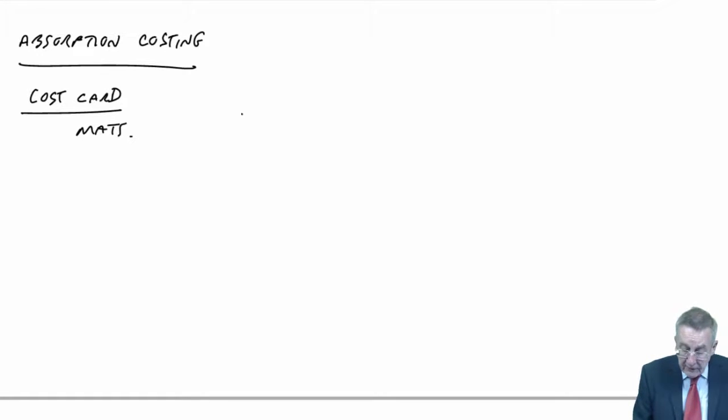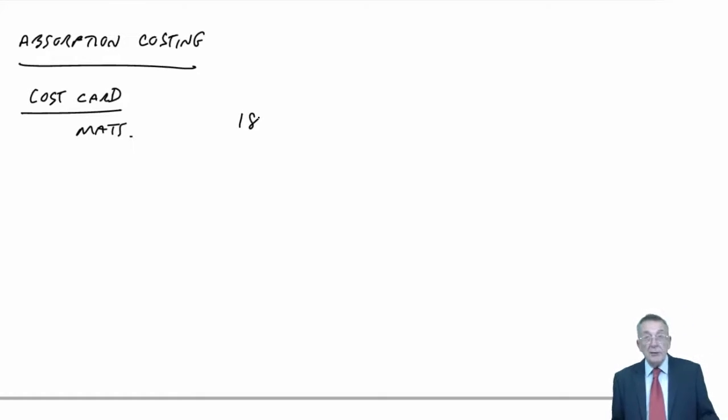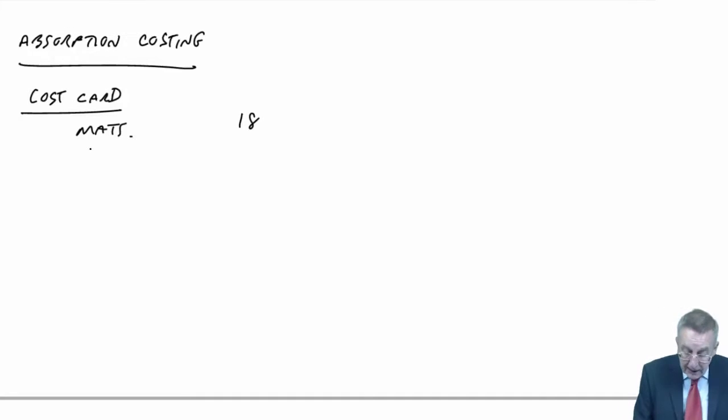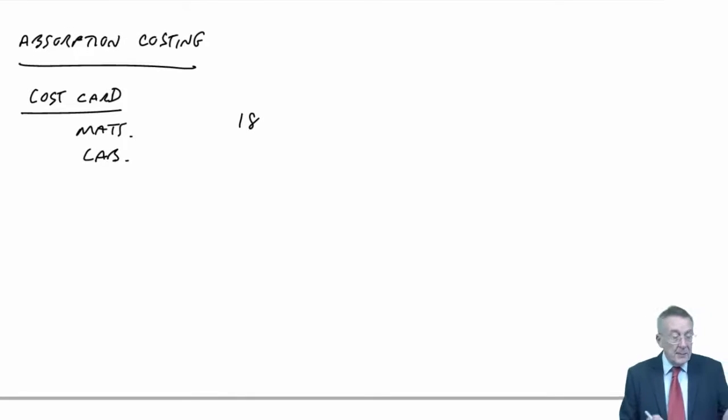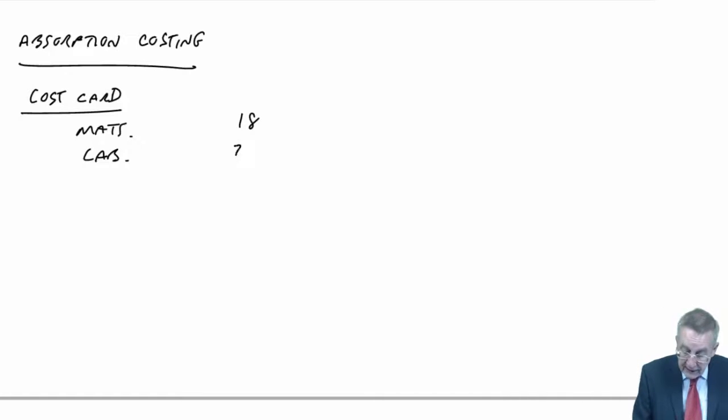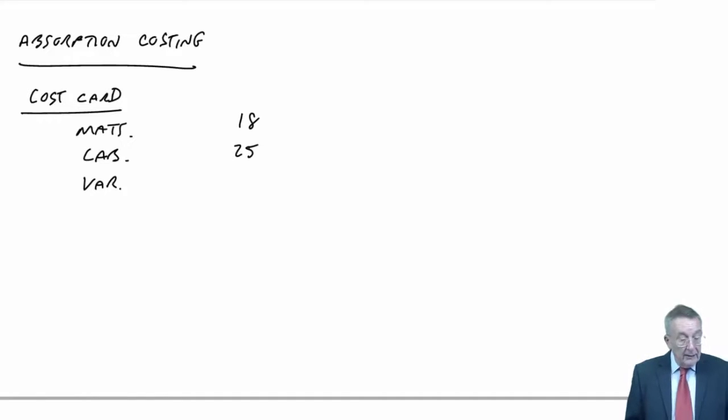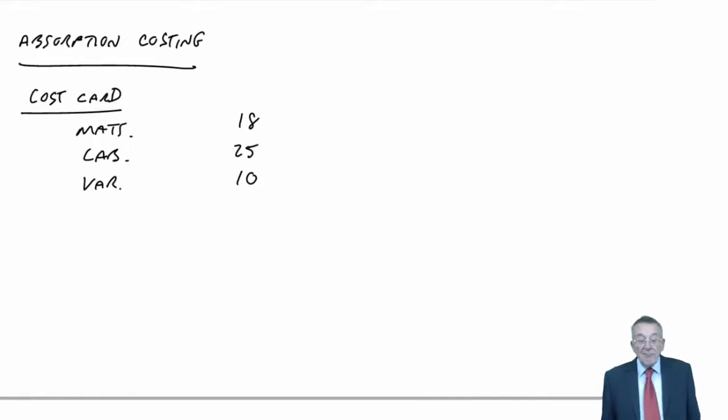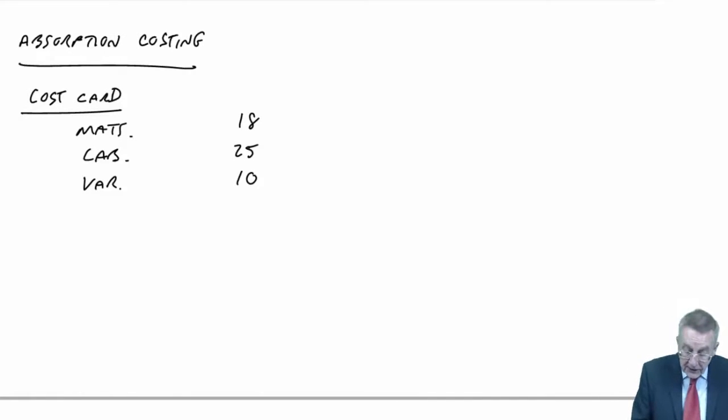Materials, same question. So as before, 18 is 4 kilos at 4.50. Labour, I won't show the analysis, but it's 5 hours at $5 is 25. Variable overheads, 5 hours at 2 is 10. So I won't total here, but there's the marginal cost. If we're using absorption costing, we bring in the fixed overheads.